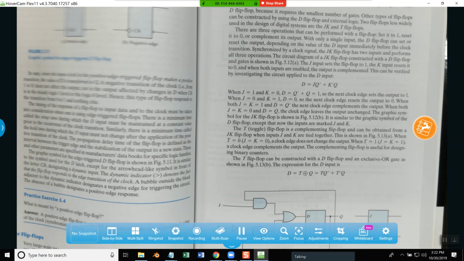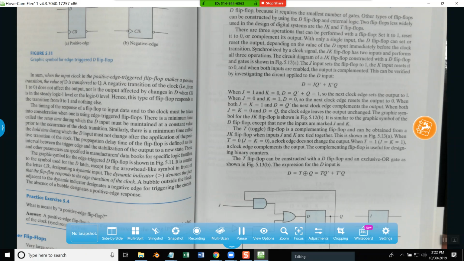Timing of the response of a flip-flop. The input data and the clock must be taken into consideration when one is using edge-triggered flip-flops. There's a minimum time called the setup time, during which a D input must be maintained at a constant value prior to the occurrence of the clock transition. Similarly, there's a minimum time called the hold time, during which D input must not change after the application of the positive transition of the clock. Propagation delay time of the flip-flop is defined as the interval between the trigger edge and the stabilization of the output to new state. These and other parameters are specified in manufacturer's data books for specific logic families.